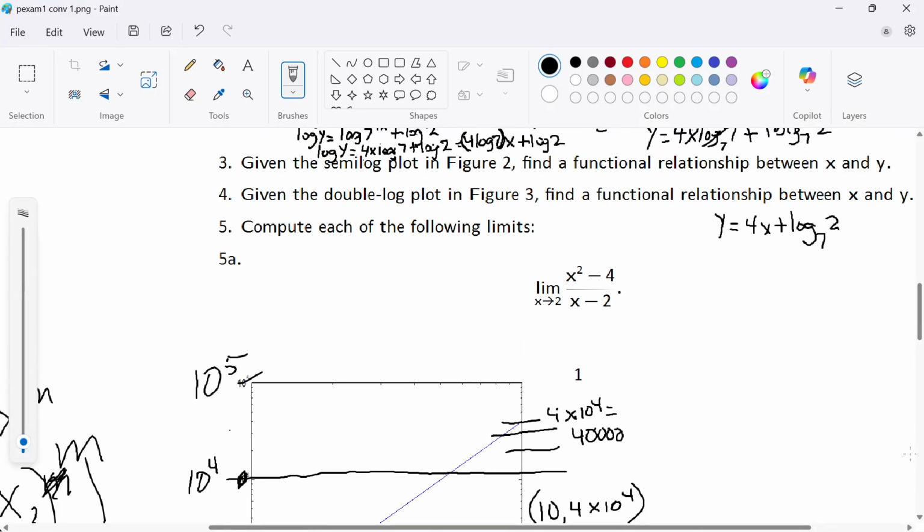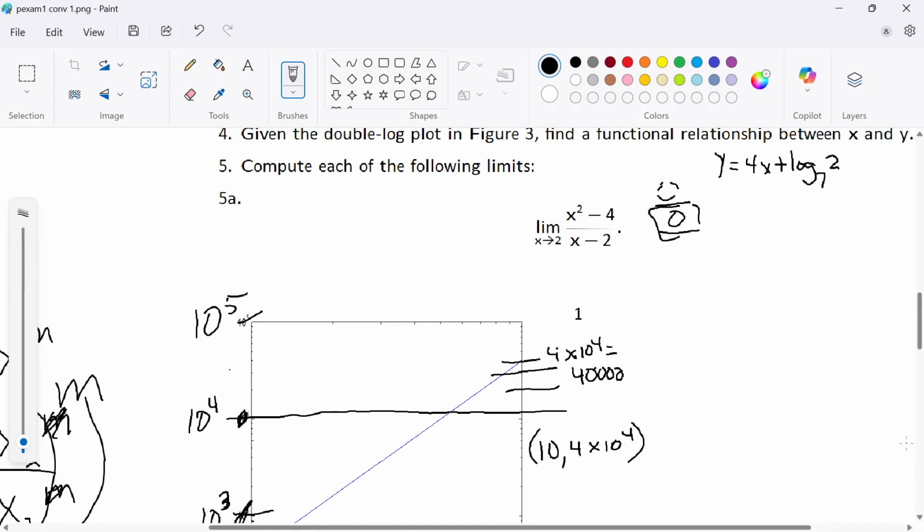5a, it says compute each of the following limits. X squared minus 4 over x minus 2, limit as x goes to 2. Well, if I substitute 2 in there, 2 squared is 4, 4 minus 4 is 0. 2 minus 2 is 0. I have an indeterminate form because I have 0 in the denominator. So I can't do that, but I can factor.